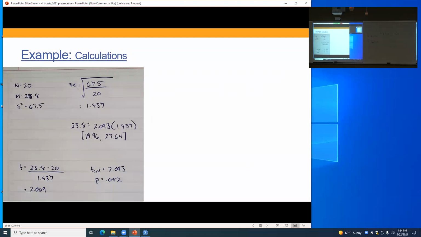In terms of calculations, to speed things up, here we've got our sample size, our mean, and our variance. If I'm calculating a confidence interval or a statistical test, what's the first thing I need to calculate? Someone shout it out. Standard error. Yes, we do need the standard error. So first we calculate our standard error: take the variance divided by the sample size. That gives us our standard error.